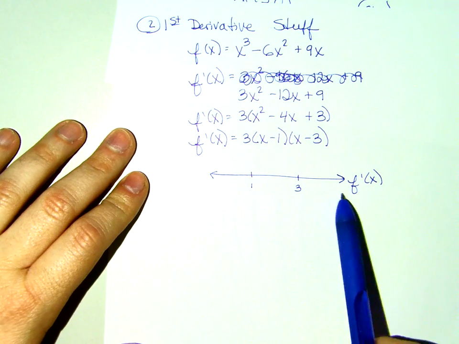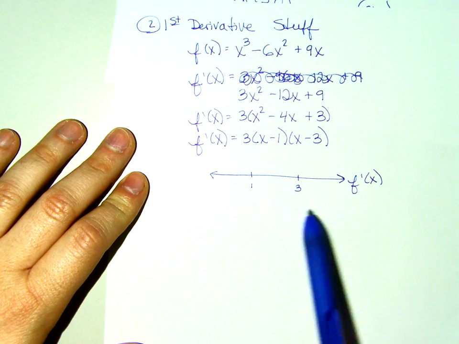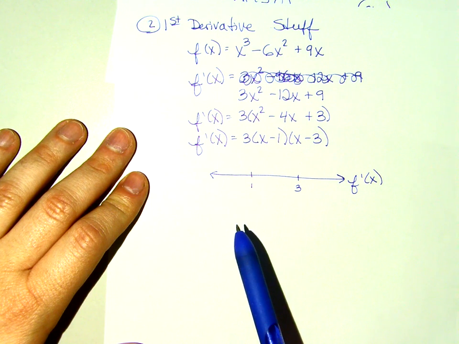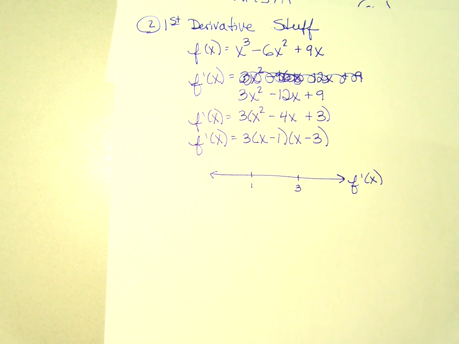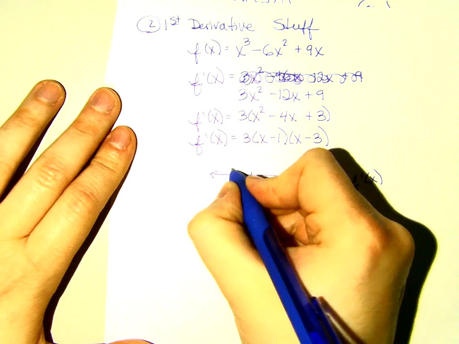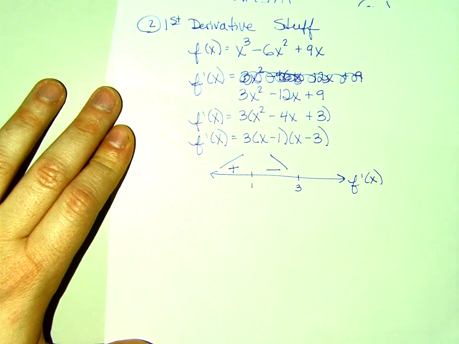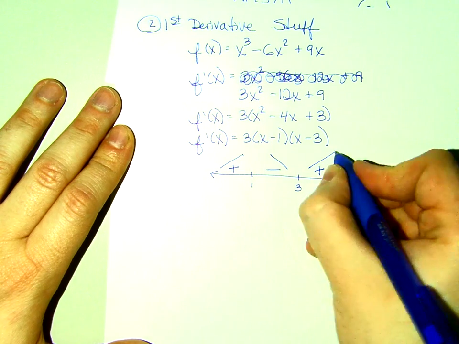Do you have the signs on the number line? Hopefully you have critical values at 1 and 3. What's before 1? What happens when you plug in? Positive, negative? Between 1 and 3? After 3.